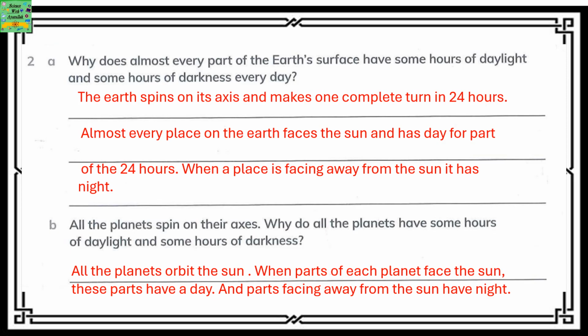All the planets spin on their axis. Why do all the planets have some hours of daylight and some hours of darkness? It is the same concept. All the planets orbit around the sun. When parts of each planet face the sun, these parts have day, and when those parts are facing away from the sun, they have night.